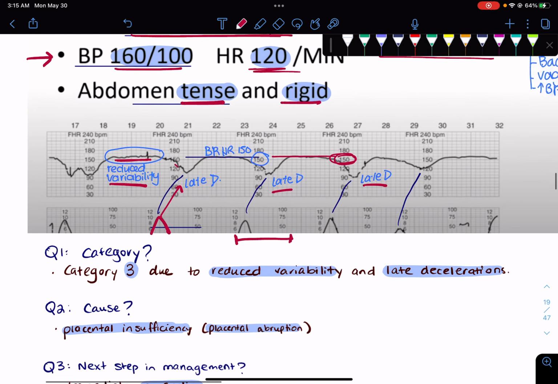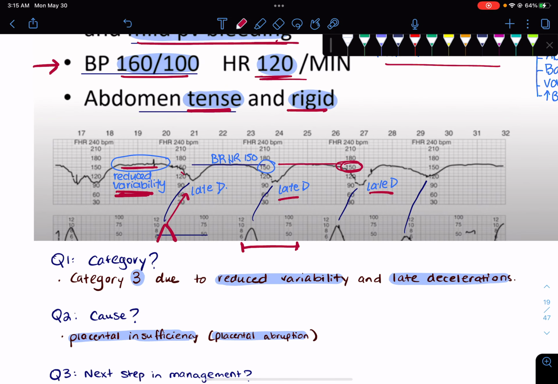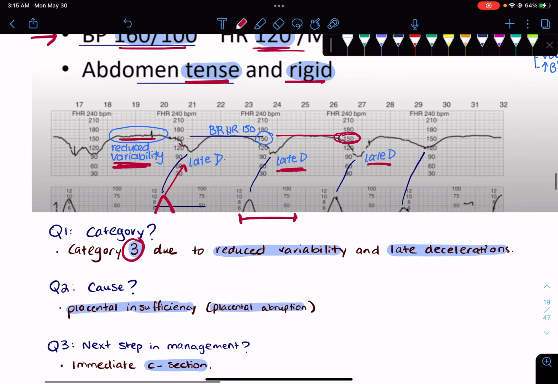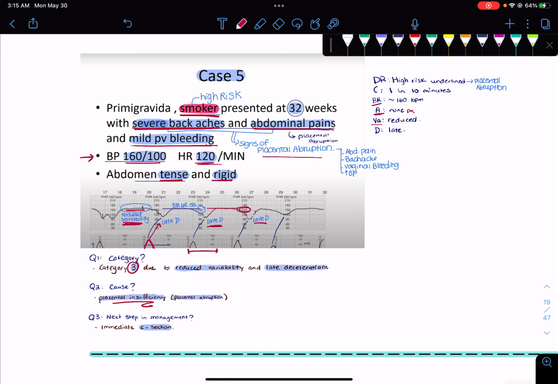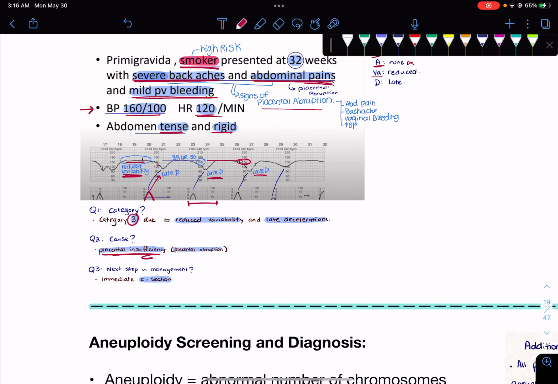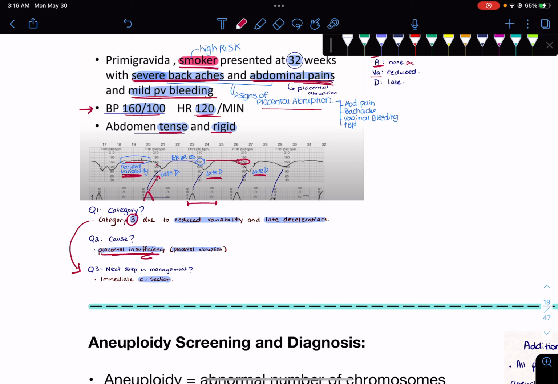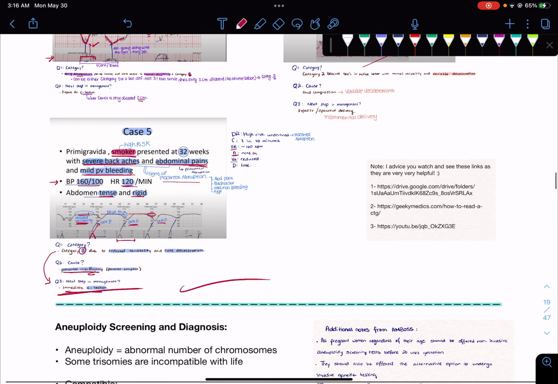Okay. So I have a patient with reduced variability and late decelerations. This is category 3. What did we say is the cause of late deceleration? Placental insufficiency. And we also said she had a triad of severe back aches and abdominal pain with mild vaginal bleeding. Most probably she's having placental abruption. This is the cause of the placental insufficiency. Okay. And the cause of the fetal late decelerations. So category 3, what's the management? Immediate C-section. Thank you guys so much. I hope it was helpful.